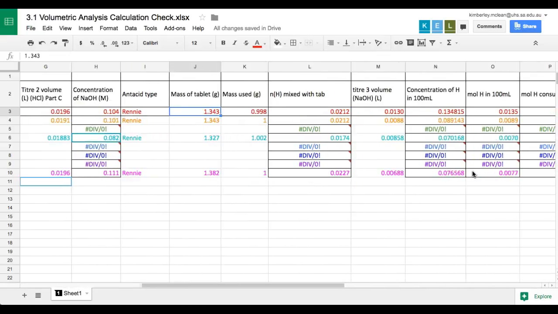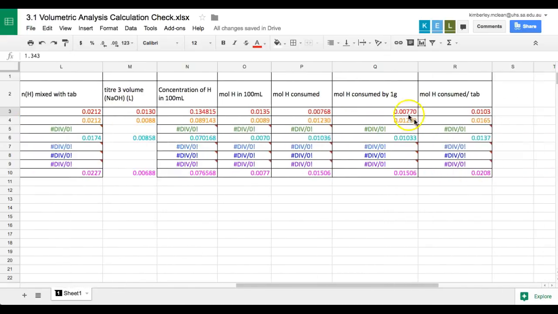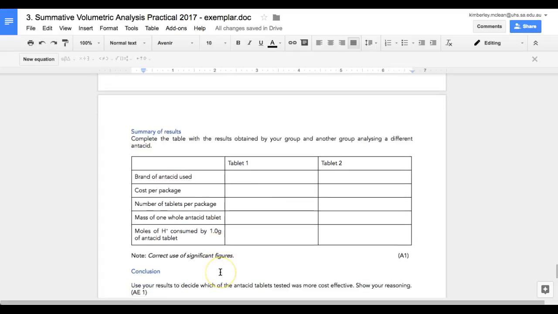So all across you can see that the different cells have formulae that relate to each other, and it works all the way across to the point where we work out how many moles of hydrogen was consumed per tablet. I might just change that right now, that's not very good language there, per tablet, which you can then use when you come back to actually comparing two different types of tablet, the tablet that your group worked with and a tablet that another group worked with.